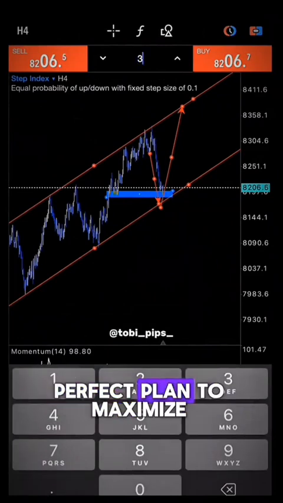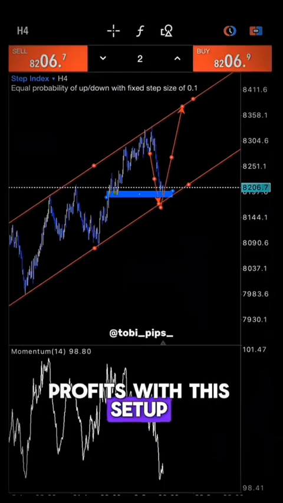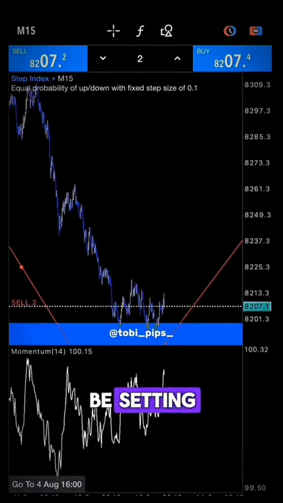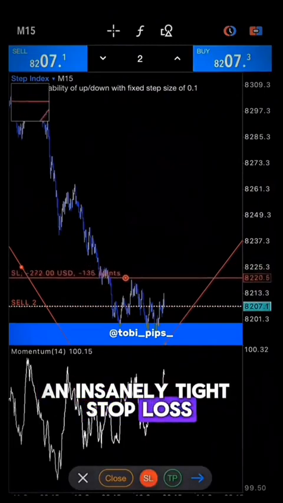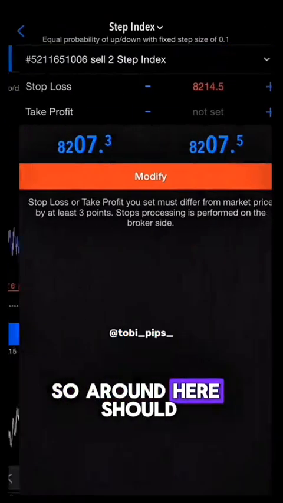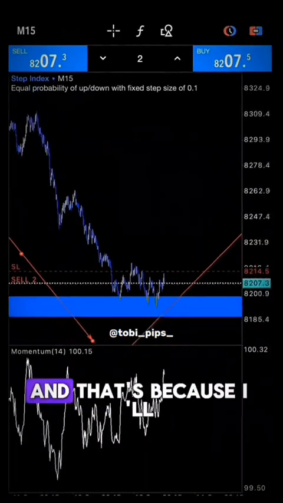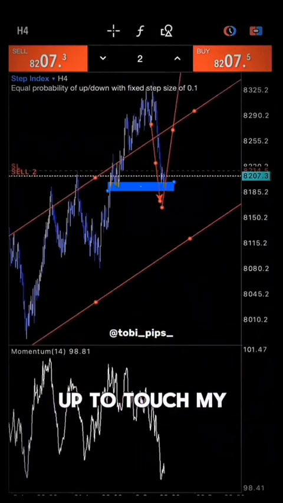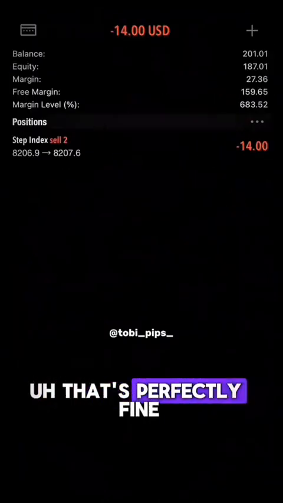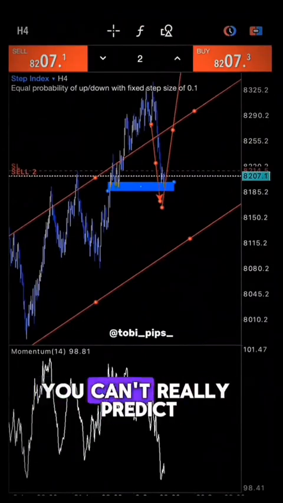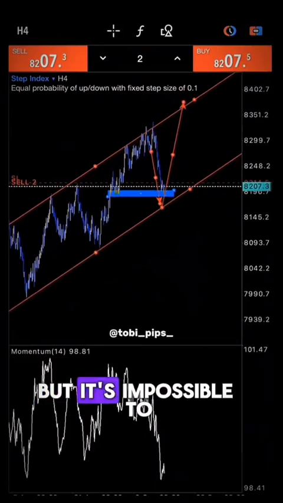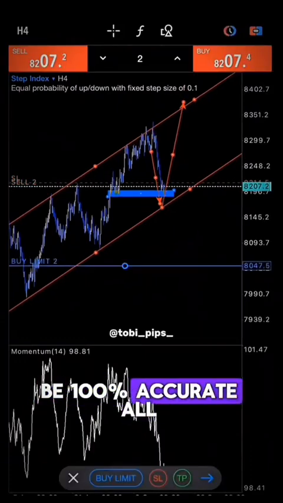So I've got the perfect plan to maximize profits with this setup. I'll be entering for a short position right here. The next thing I'll be doing is I'll be setting an insanely tight stop loss. So around here should be good. I won't be setting a TP, and that's because I'll be keeping an eye on things by myself. But if price goes up to touch my stop loss, that's perfectly fine. That's how trading works. You can't really predict the market with 100% accuracy, right? You can get close to it, but it's impossible to be 100% accurate all the time.